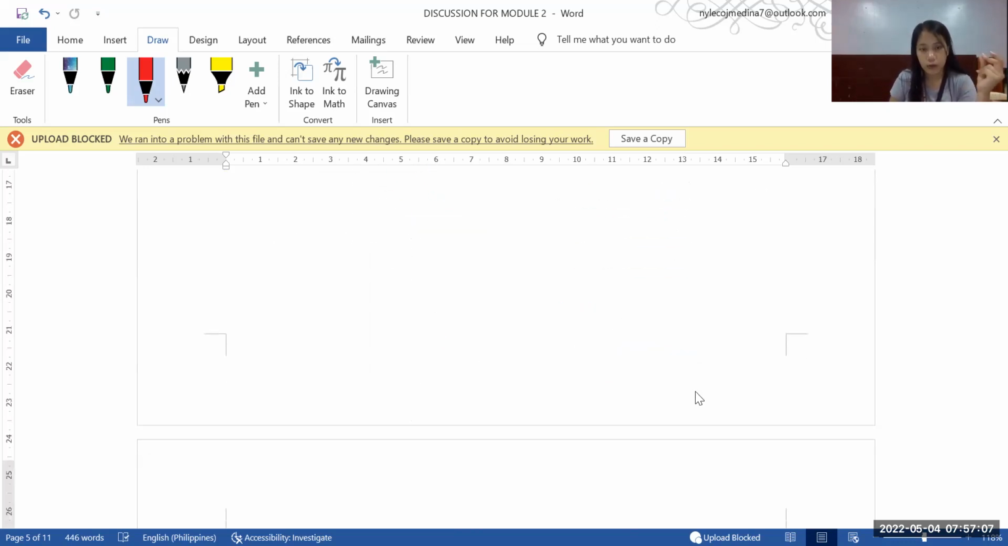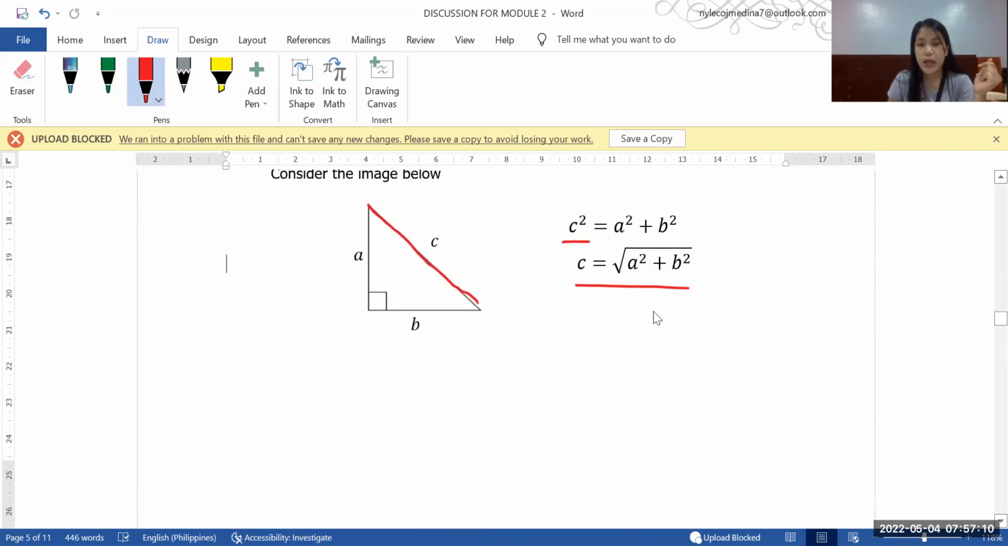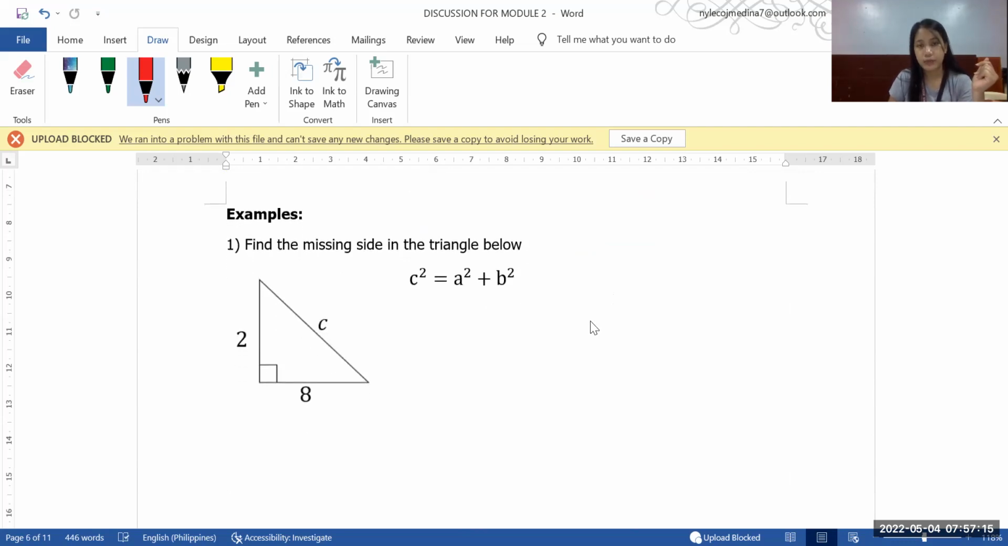So, let's try to look. We add their squares. So, for example, given that you have two sides of your triangle and missing si C. Ni C tayo, that is your hypotenuse. So ni C is at hypotenuse tayo. If C is missing and you're going to find for its value, pwede mong gamitin si Pythagorean theorem.